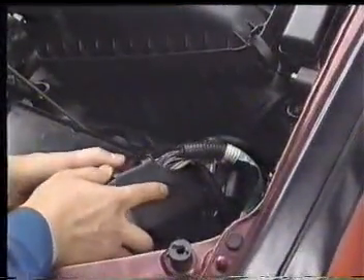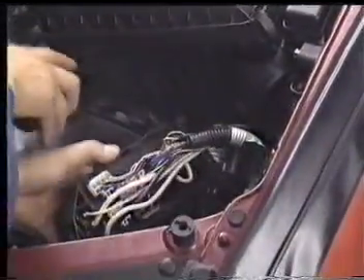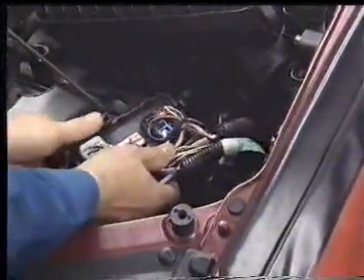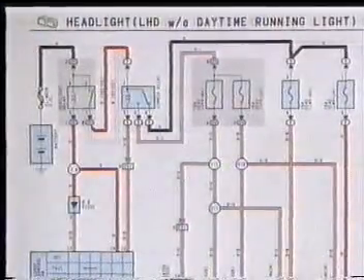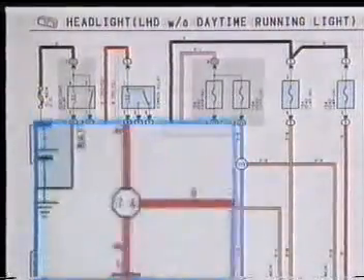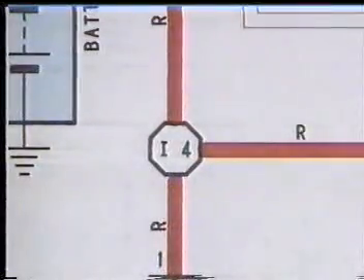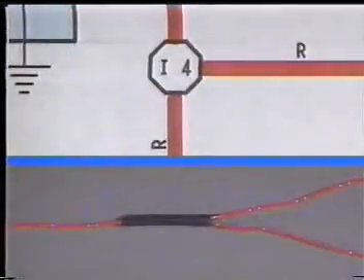This corresponds to this part. Let's return now to the headlight circuitry. Remember that this octagon indicates a splice point. It actually looks like this.